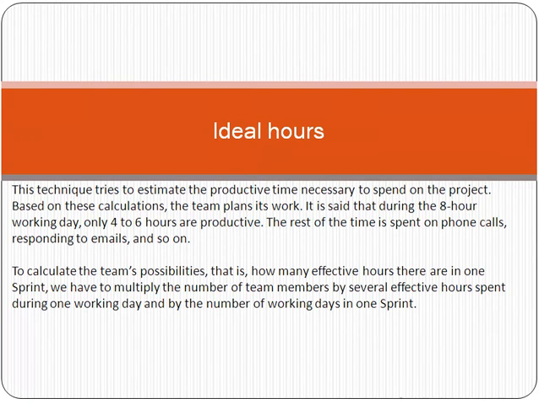Sprint means a 3 to 4 week time period to deliver the work. We have to multiply the number of team members by the number of effective hours spent during one working day and by the number of working days in one sprint, so that in that way we can calculate the ideal hours and estimate the activities accordingly. So friend, ideal hours is another type of estimation technique which we normally use for agile projects.